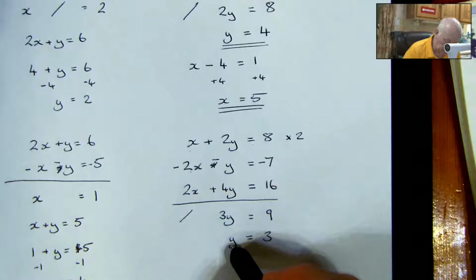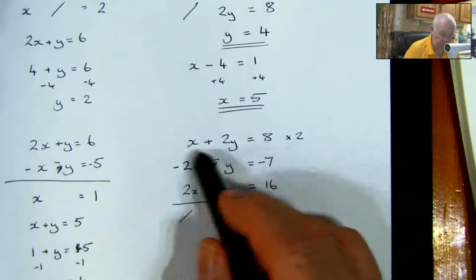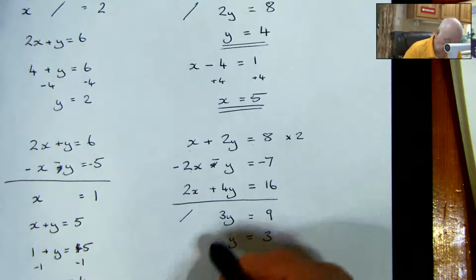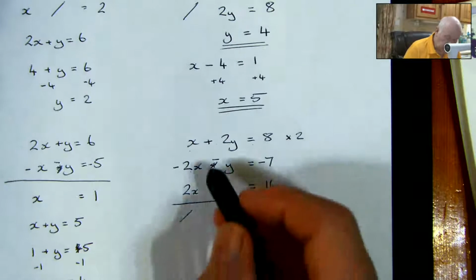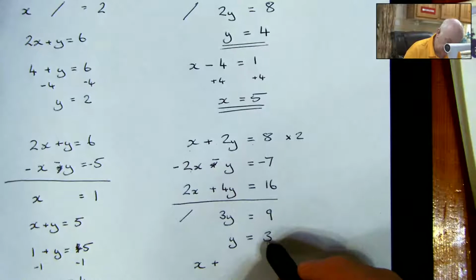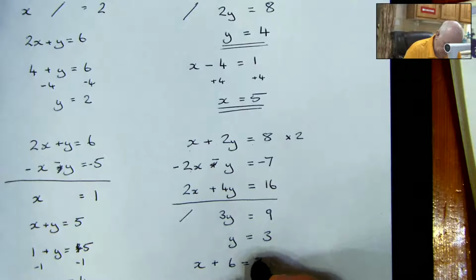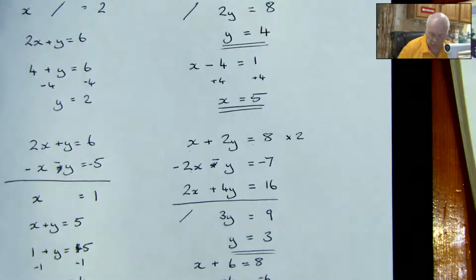Now I've got y equals 3. Let's go and put that back into one of the equations. I can put it back into the first one. Makes my life easier because then I've only got to worry about 1x. So we've got x plus 2 3s are 6 equals 8. Take away 6 from both sides, and x equals 2. So there's my solutions: y equals 3 and x equals 2.